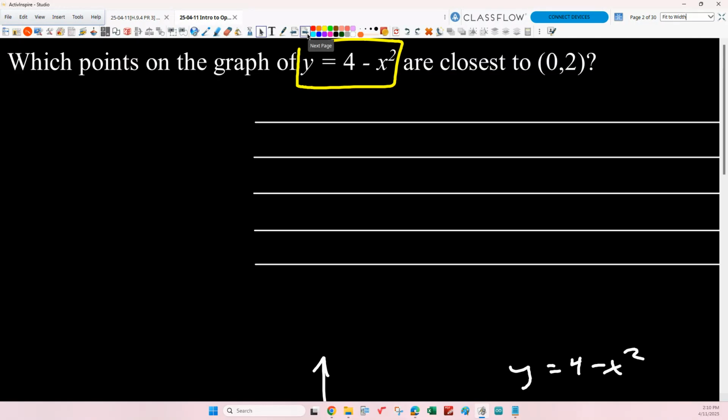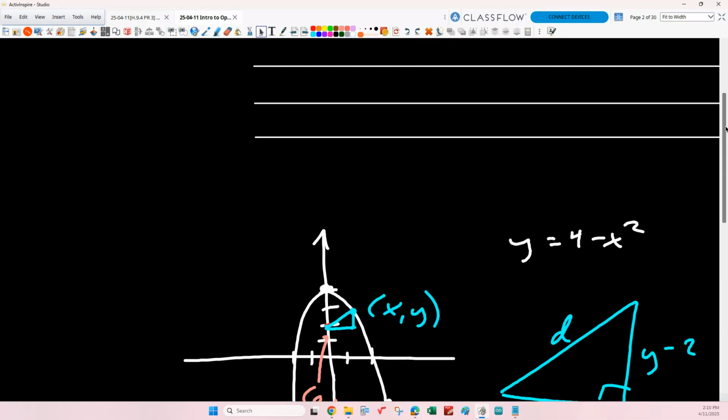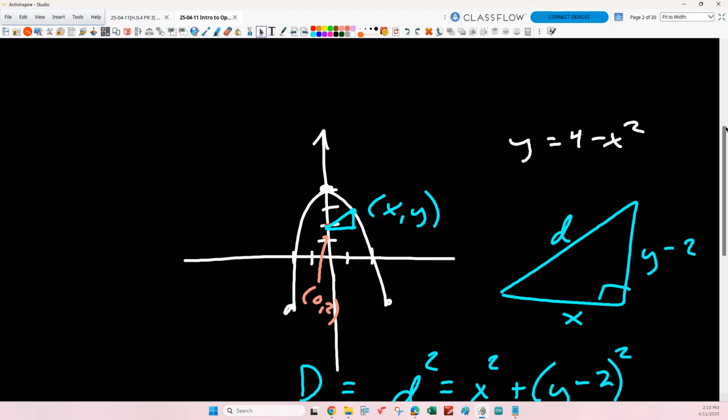Okay, so this is the one we were working on last week when we started talking about optimization. We said find which points on the graph y equals 4 minus x squared, which is just a downward opening parabola, are closest to the point (0, 2). We made a sketch. There's our parabola. There's the point (0, 2).